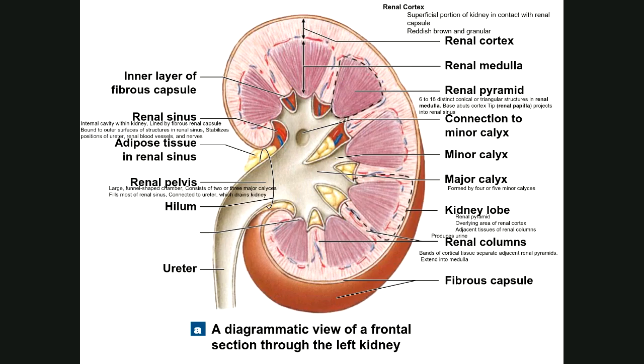So let's look at the histology. This is a frontal section through a left kidney. It is made of renal cortex. First, it's covered by a fibrous capsule, right? And we have this renal cortex. This renal cortex is the superficial portion of the kidney in contact with the renal capsule. It's reddish brown and granular.